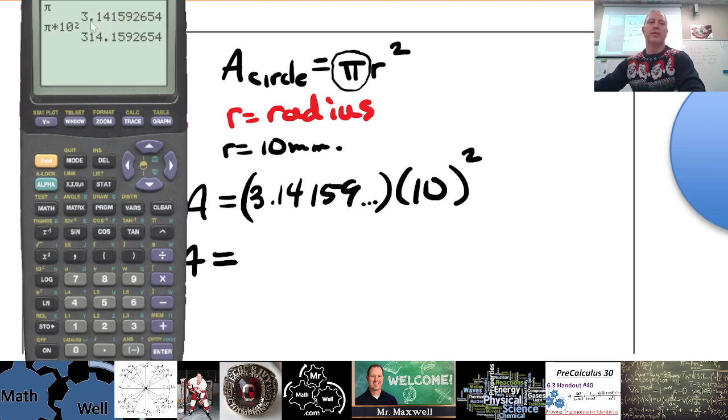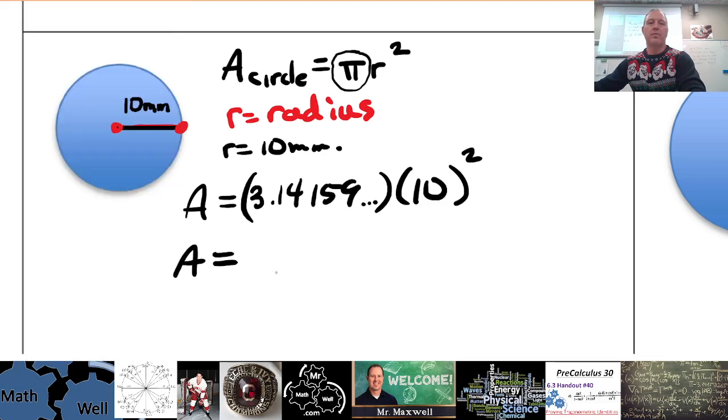But we just moved the decimal place from the pi number over twice. That's what times 100 means. Move the decimal to the right 2 times. So 314.159. Let's do that. 314.159. And that's going to be a decimal approximation of this area to 3 decimal places.